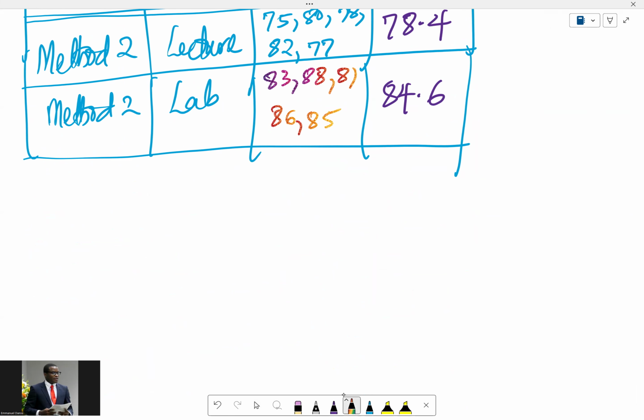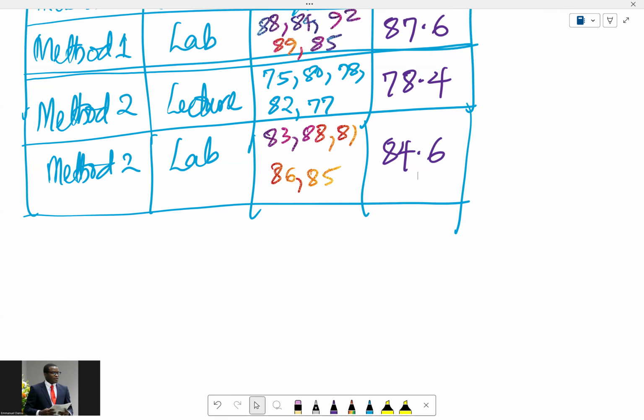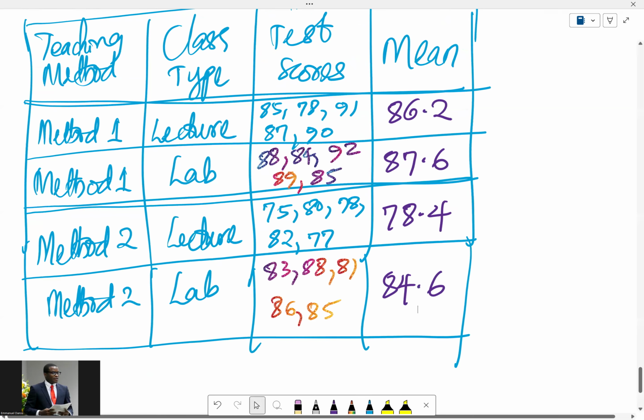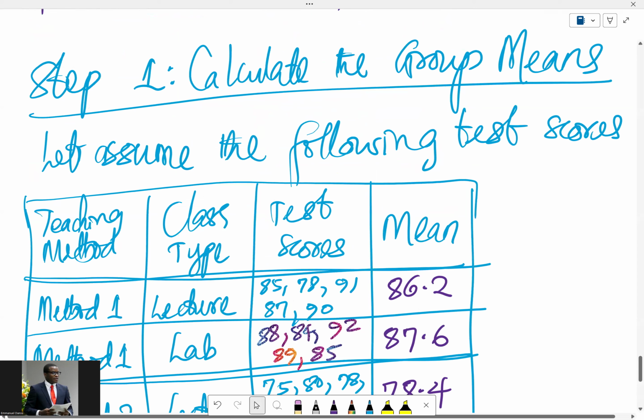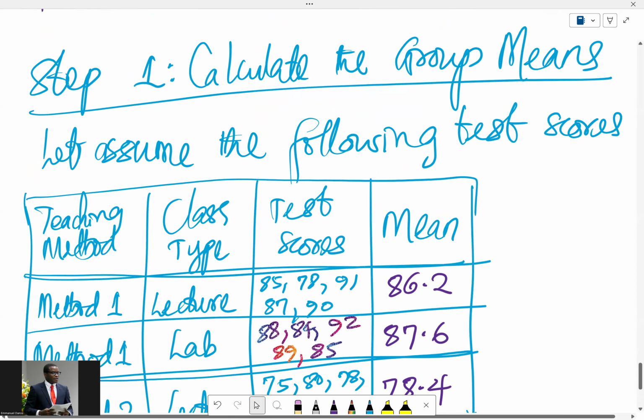Step 2. We've calculated the mean score for each combination. Then the next thing, we have to calculate the marginal means. Under step 1, we calculate the mean score for each combination, which we have just done now. So the next is to calculate the marginal means. Let's see how to go about that.